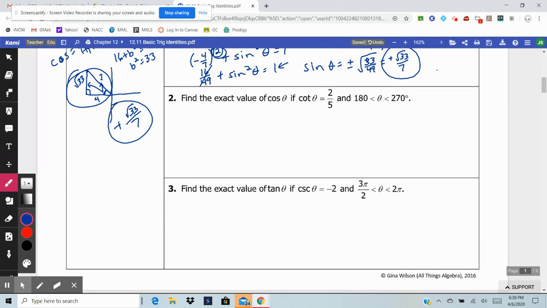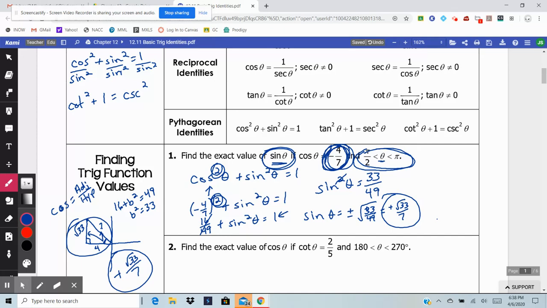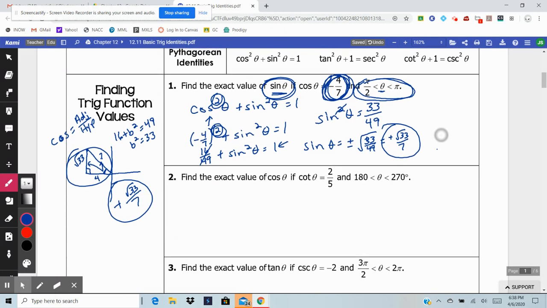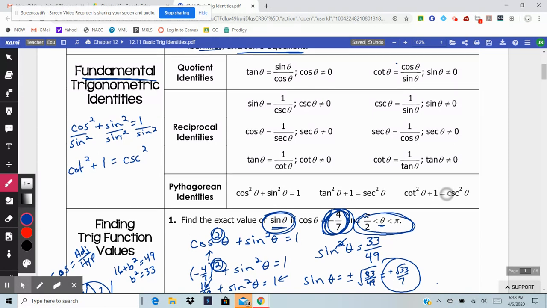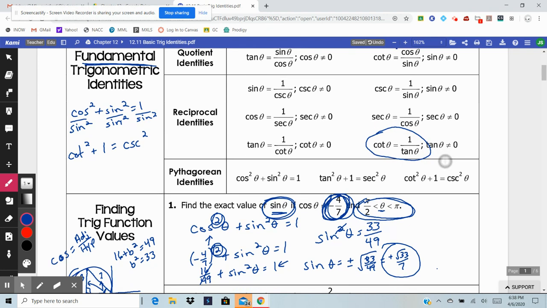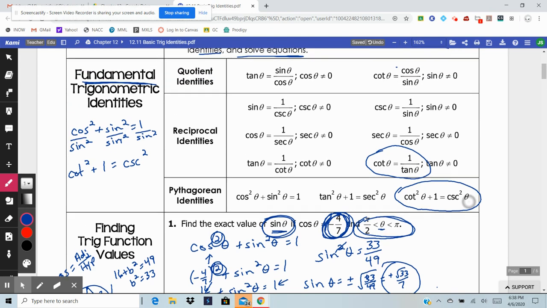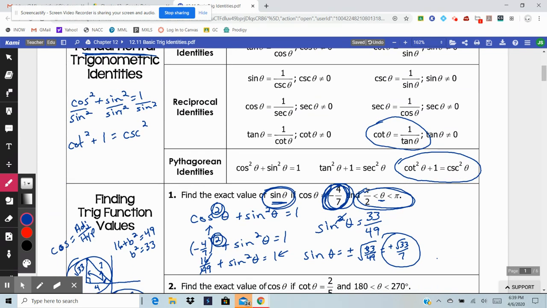Next one, we're given the cotangent, we're looking for the cosine. So let's see if we can find an identity that relates cotangent directly with cosine. And I don't see one. Cotangent with cosine, I can do cotangent to tangent. I can do cotangent to cosecant. And that might be an option there by using that Pythagorean identity.